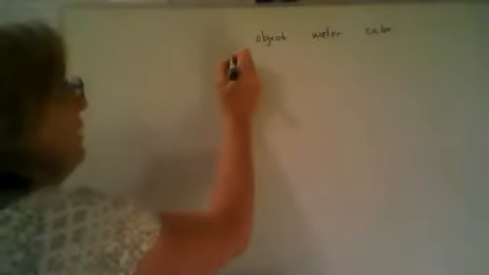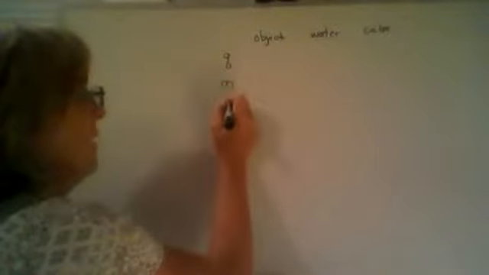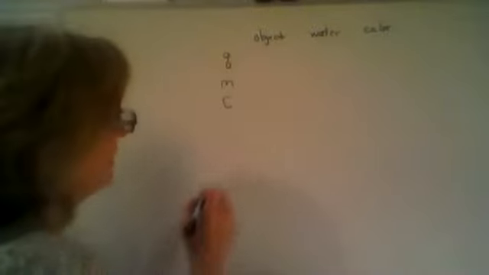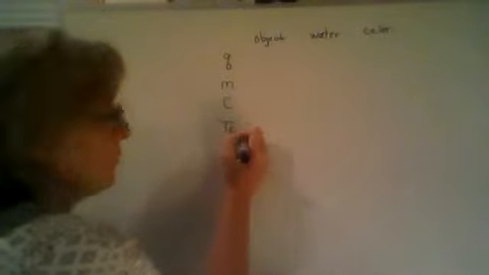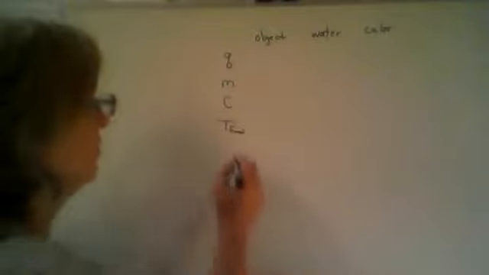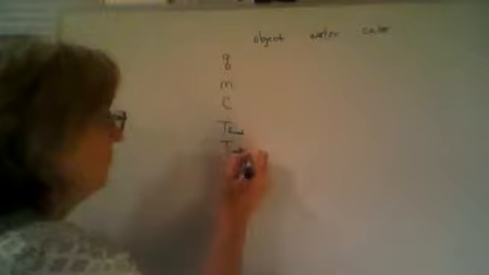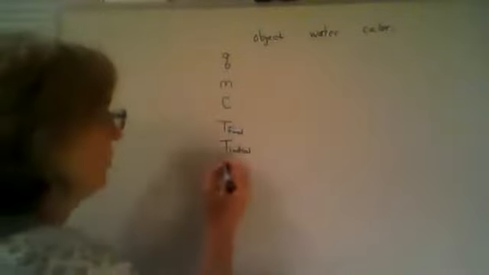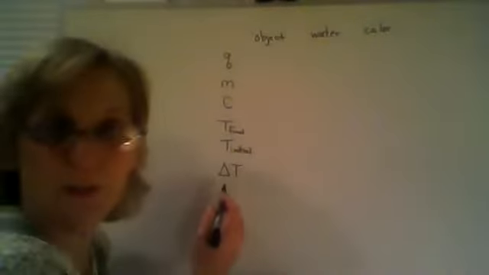Then there are 6 things that we need to keep track of for each one of these objects. We need to know the Q, the mass, the specific heat capacity, the temperature that it ends, so that's, I'm calling the final temperature, the temperature that it started, okay, the initial temperature, and then what is called the delta T. Okay, and that's the one we need for the equation.